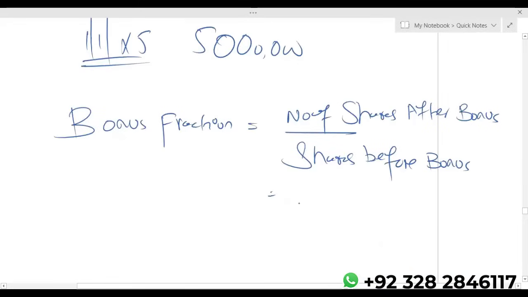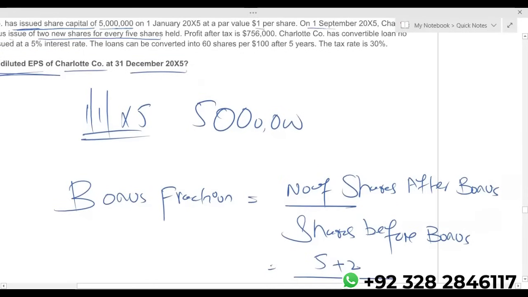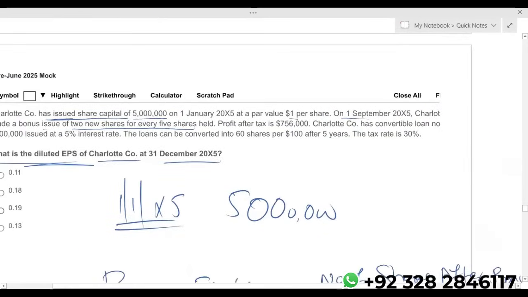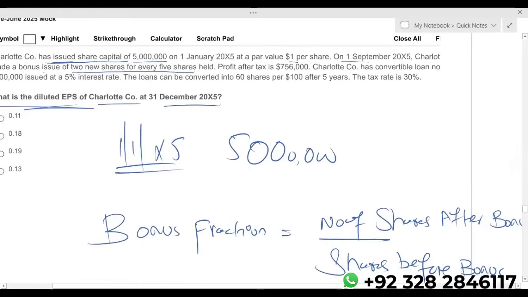Whoever is having 5 shares before bonus, after bonus they will become 7. And this fraction is applicable on all those shares which are there before the bonus.